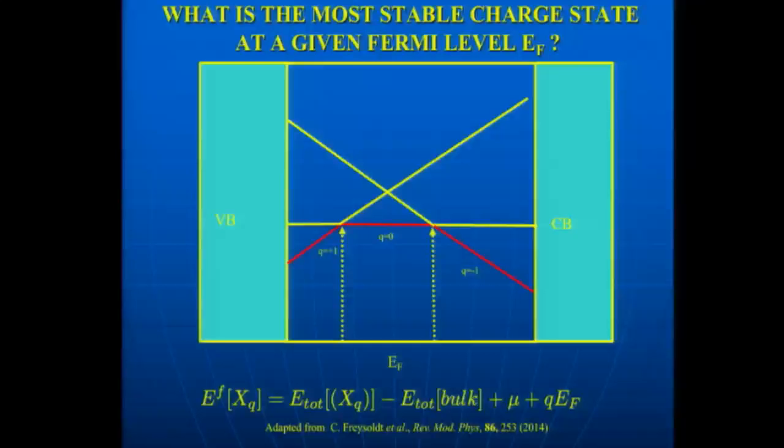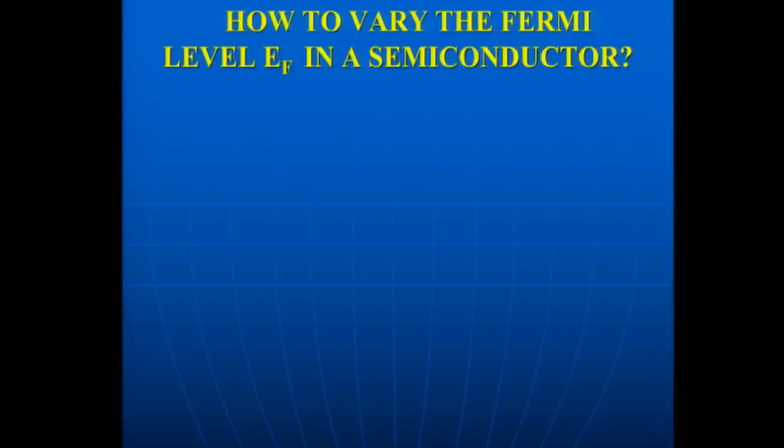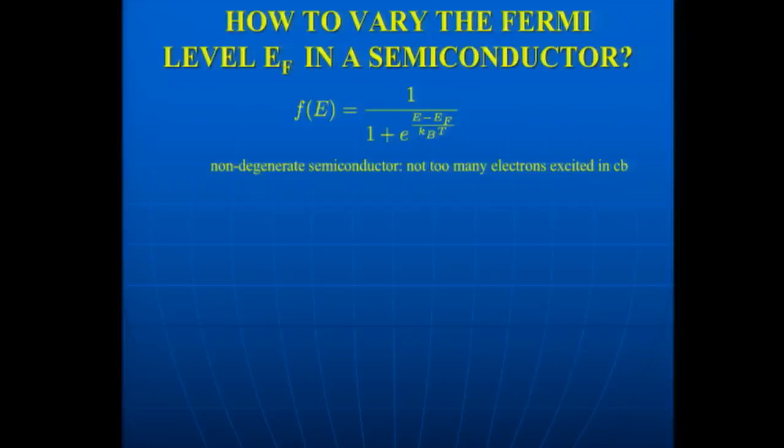The question is, I have blithely written this equation down and assumed that I know how to play with this Fermi level. How, in fact, do I do that? So I start out with the Fermi-Dirac distribution, which tells me the probability that a state in a semiconductor is occupied by an electron. I'll make an assumption that I have a non-degenerate semiconductor. I don't have too many electrons excited into the conduction band.